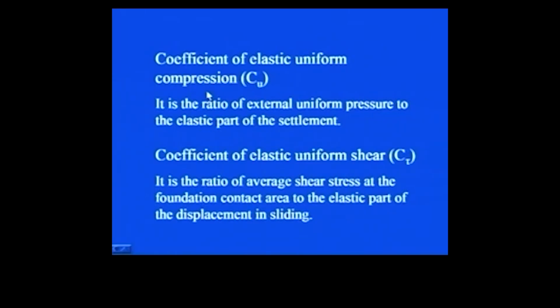How do we define it? It is the ratio of external uniform pressure to the elastic part of the settlement. Wherever we talk in terms of spring constant, you know that it is the force required to cause unit deformation. This is also a kind of spring constant. So it is the ratio of external uniform pressure to the elastic part of the settlement. When you divide it, you are talking about force per unit deformation. So what is this force in this case? It is the external uniform pressure, and the deformation is the elastic part of the settlement.